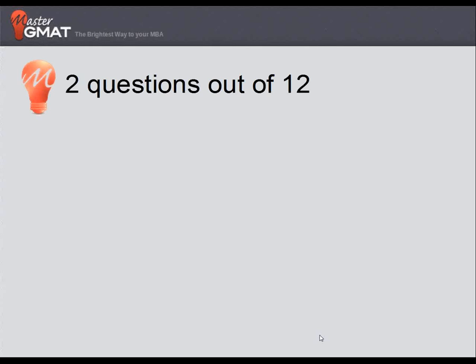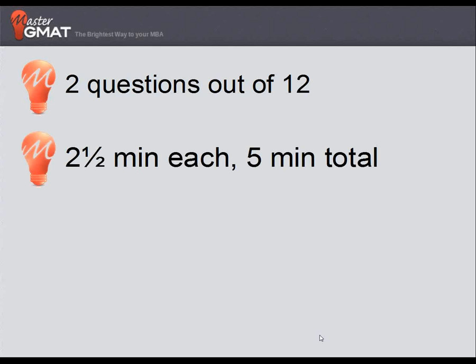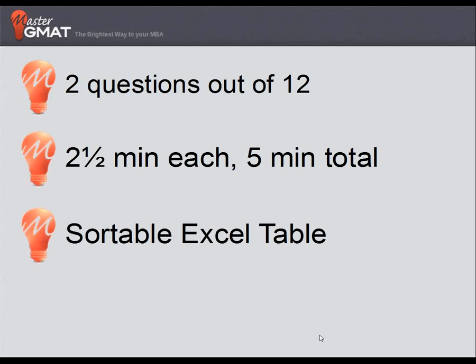You'll have roughly 2.5 minutes per question on the new IR section, so expect to be spending roughly 5 minutes in total for table analysis. Every one of these questions is going to involve a single sortable table. I like to think of them as Excel tables because I really believe that's what they are.